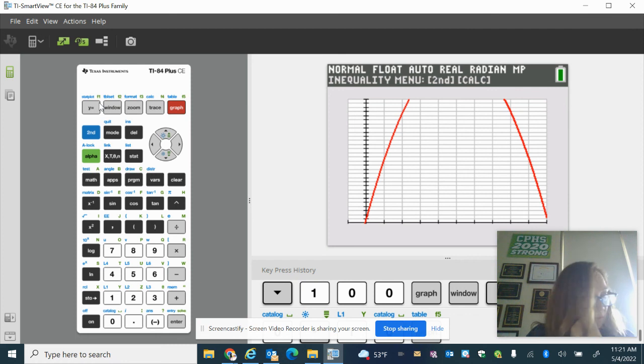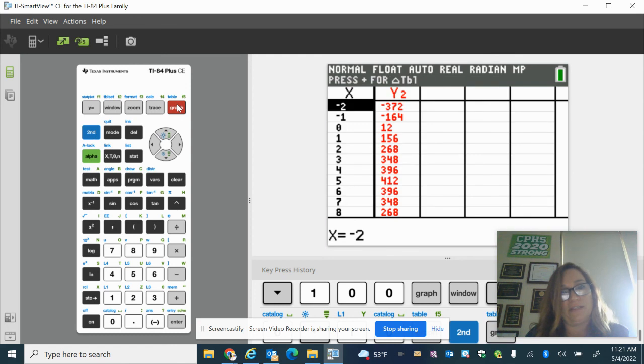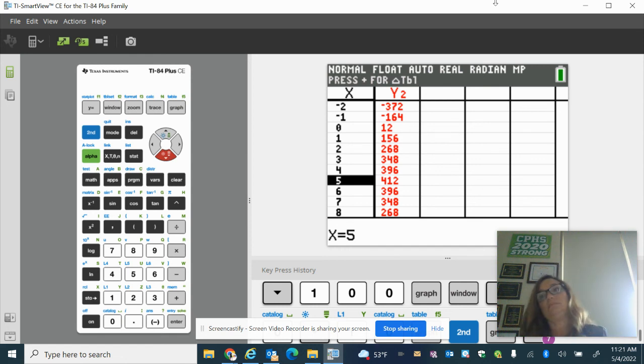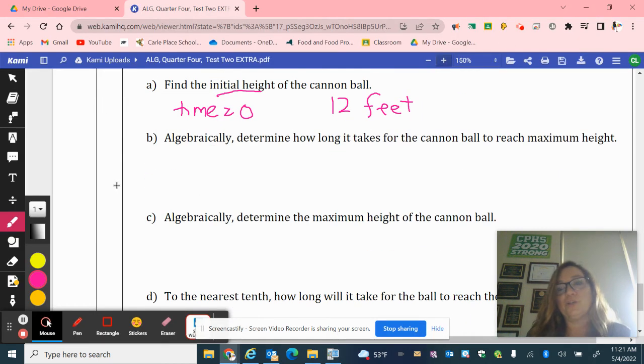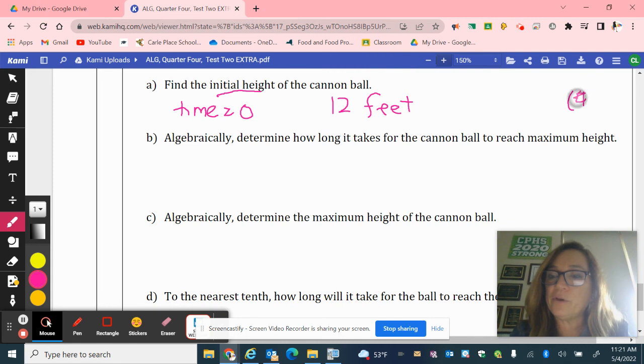Okay, so it goes up, it comes down. Now I know this looks like it goes through 0, 0, but that's just because it's a really high scale. Look at the table. Here it starts at 0, 12, and it goes up to 412. All right, so here we go. Algebraically, I do know the vertex is 412. What was there? It was 412 feet. Okay, so I do know the vertex is 412.